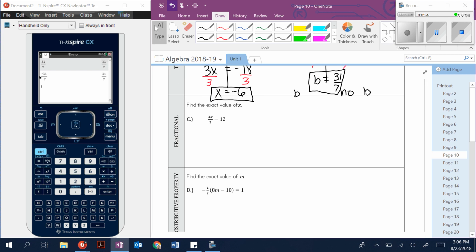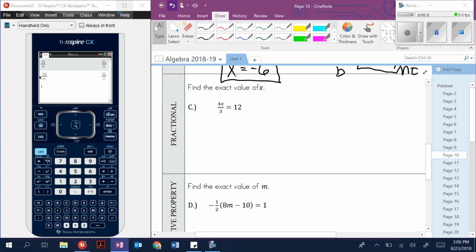Part C, fractional. This is usually where people have meltdowns and cry because it's a fraction. Fractions are just dividing. And what's the opposite of dividing? Yes, multiplying. So we are just going to use multiplying to help us get rid of that nasty little dividing by 3. Our goal is to get this x alone. So let's just do it.